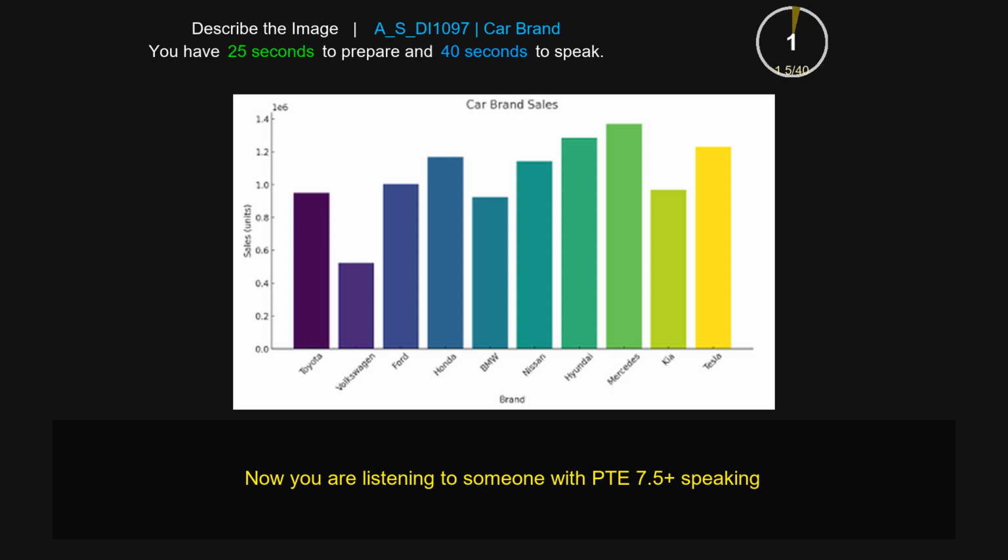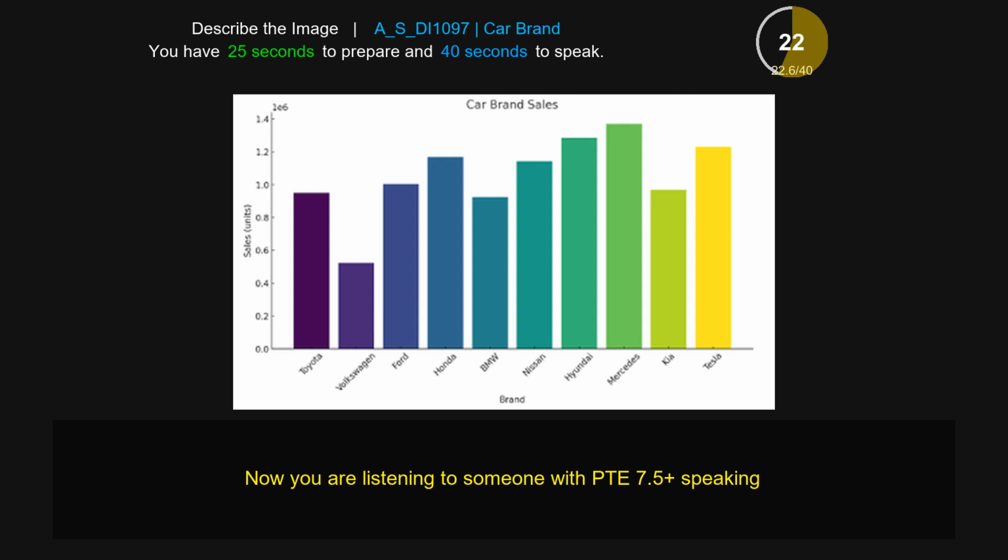The picture gives you clear information about car brands. There are different cars in this picture: Toyota, Ford, Honda, BMW, Nissan, Hyundai, Mercedes, Kia, Tesla. There are different elements in this picture: car brand sales. There are different numbers in this picture: 0.2, 0.4, 0.6, 0.8, 1.0, 1.2, 1.4.